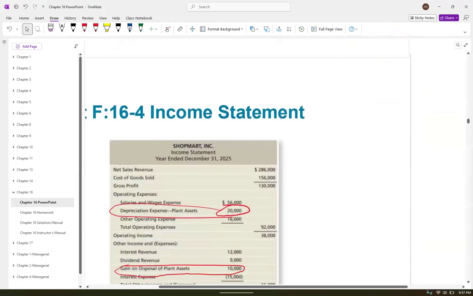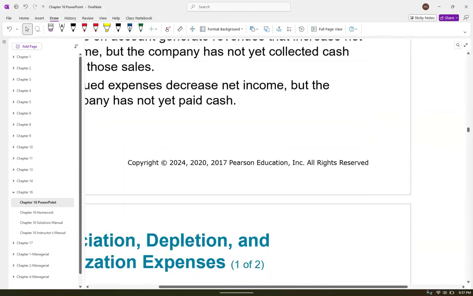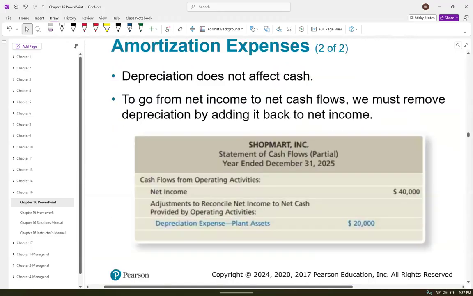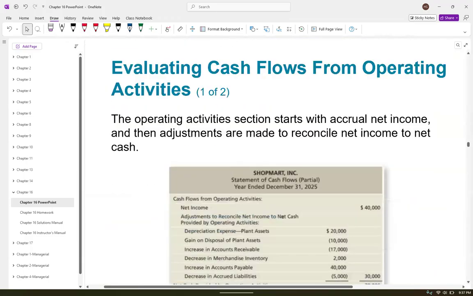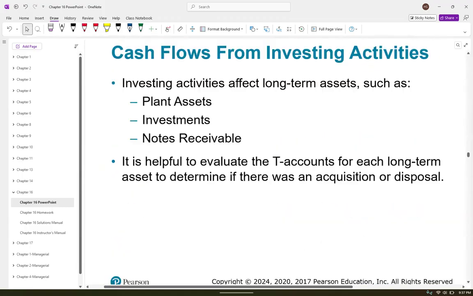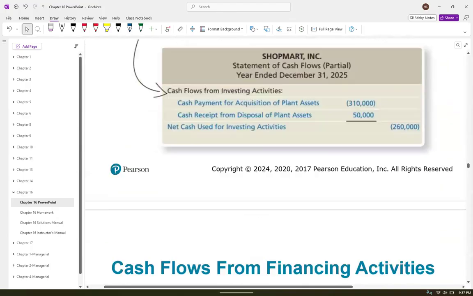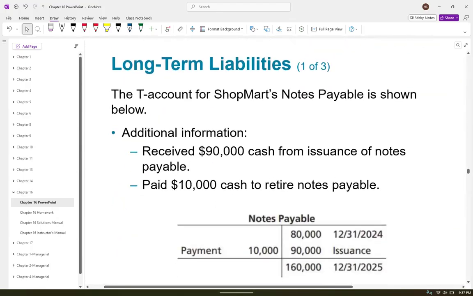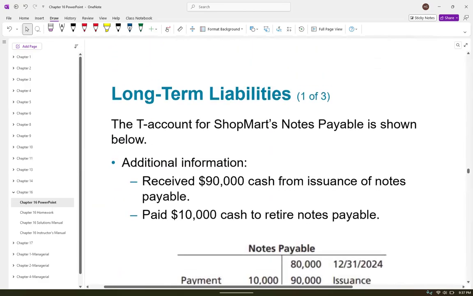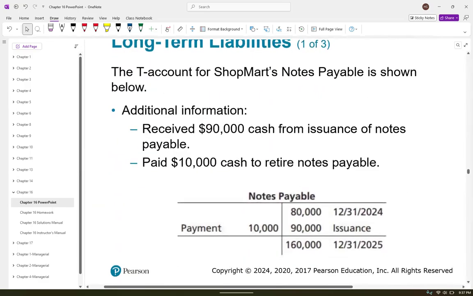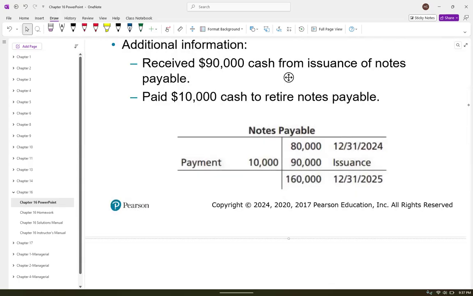They didn't give us a lot of detail on those investing and financing, so I am going to jump back down here to see if they told us anything about that. Okay, we did that. So here's that additional information that I was looking for. Said they received $90,000 cash from the issuance of notes payable, and then they paid $10,000 cash to retire the notes. Okay. So there is a change of 80,000.